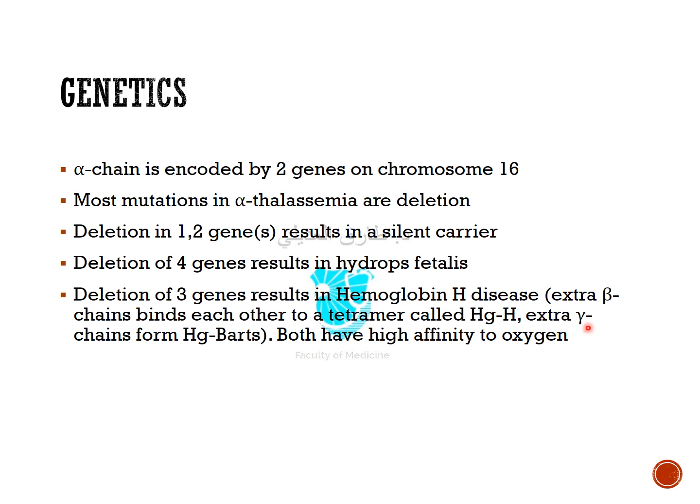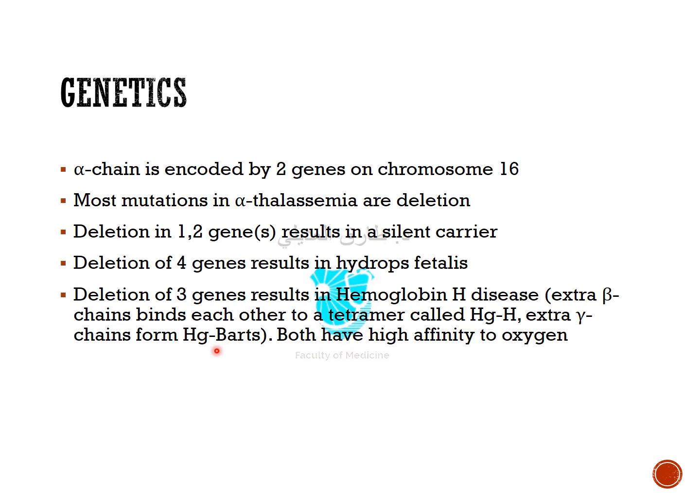Remember, every transcription of DNA will produce the normal amount of delta, gamma, and beta, while alpha is short of them. So the tetra gamma is called hemoglobin Bart's. Okay, so in hemoglobin H disease, the patient has hemoglobin H, and also hemoglobin Bart's.